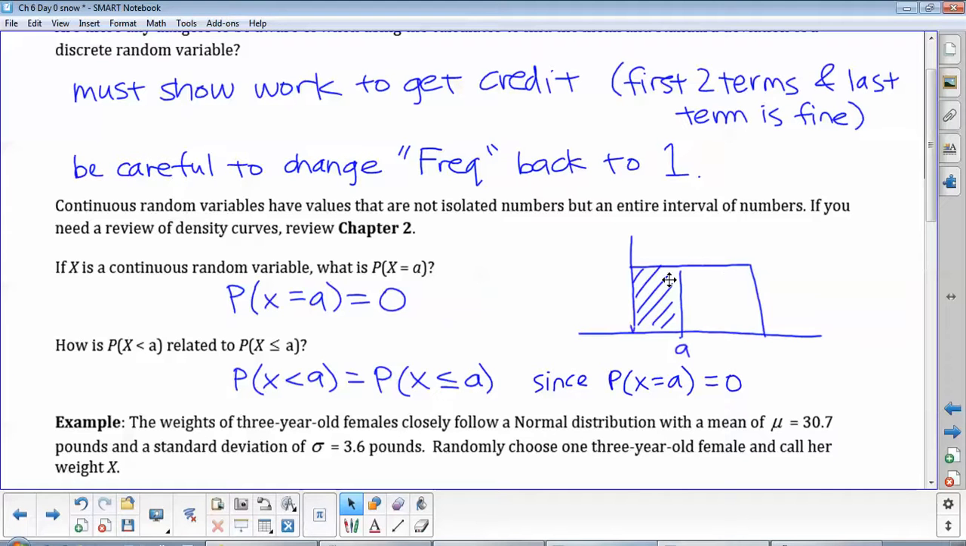Now, you should be able to actually do the rest of this page by yourself because it is a review of Chapter 2, so go ahead and pause the video and finish the rest of this page and come back to check your answers.